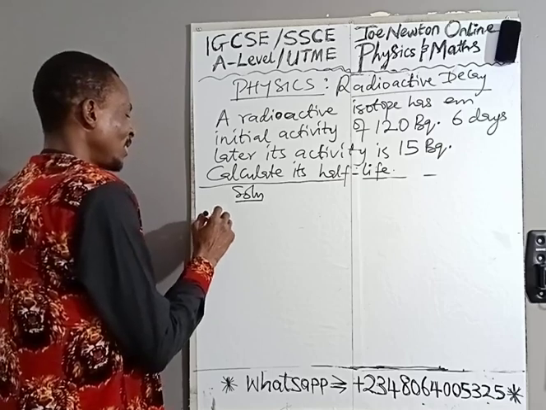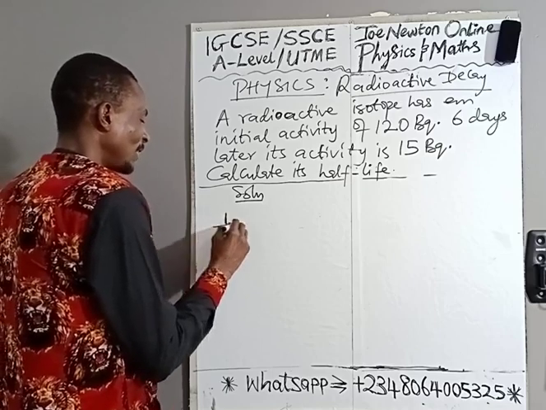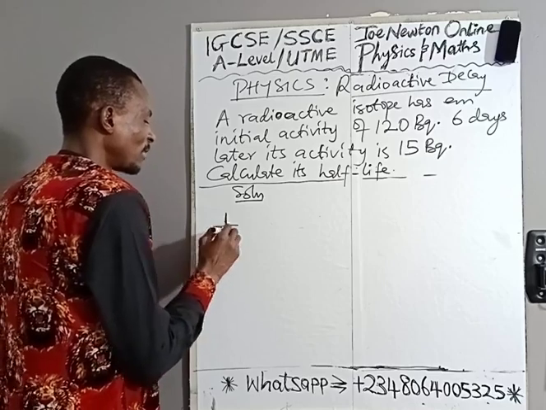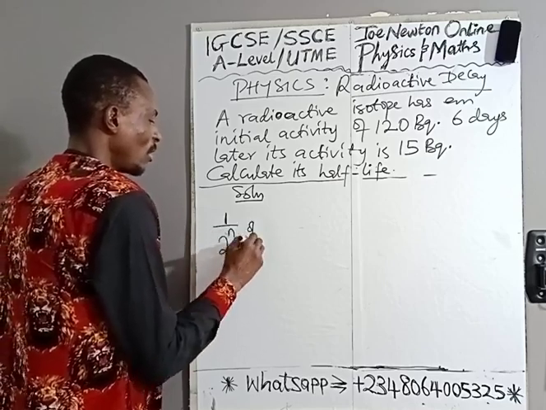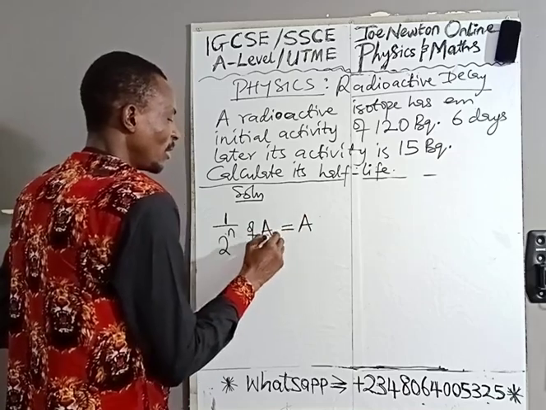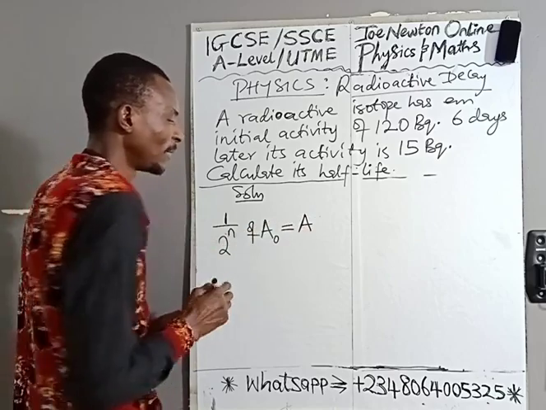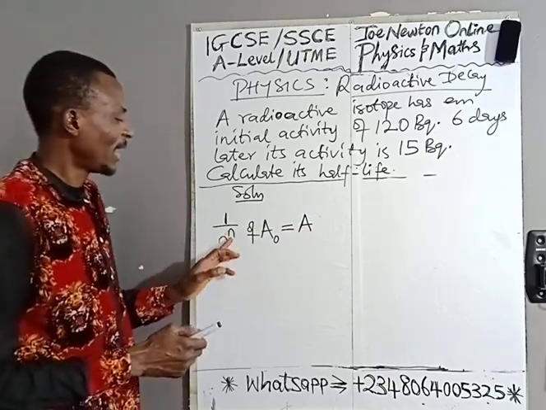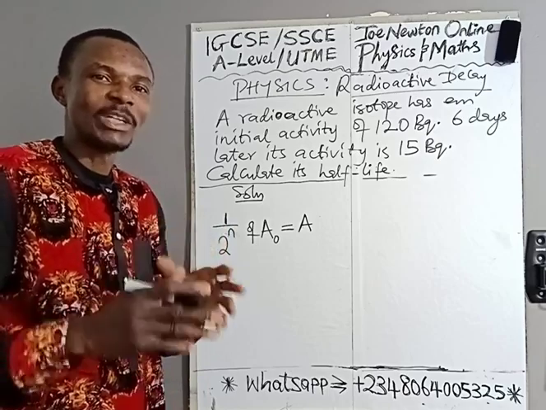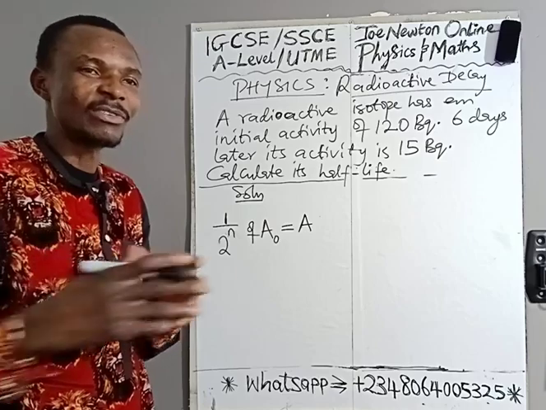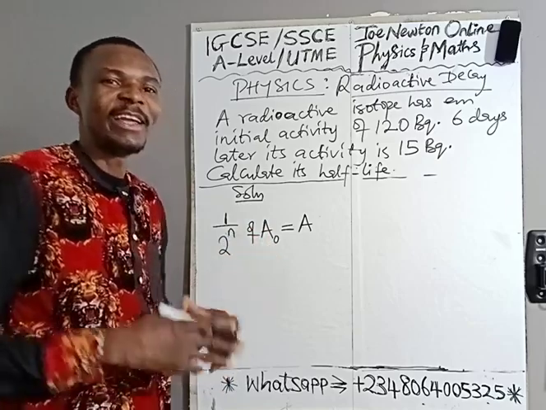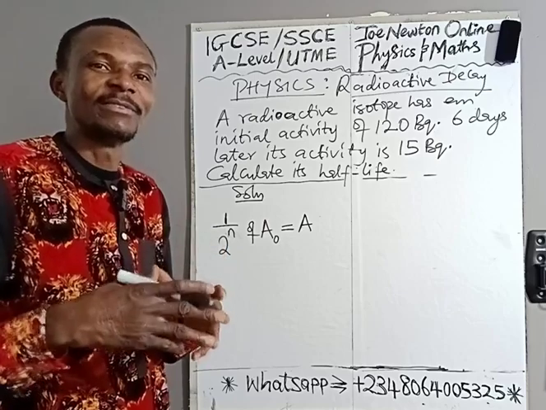The formula is this. We have 1 over 2 raised to the power of n times A naught is equal to A. Where n is the number of half-lives that pass within the decay activity of that radioactive isotope. Then A naught is the initial amount of that radioactive element.